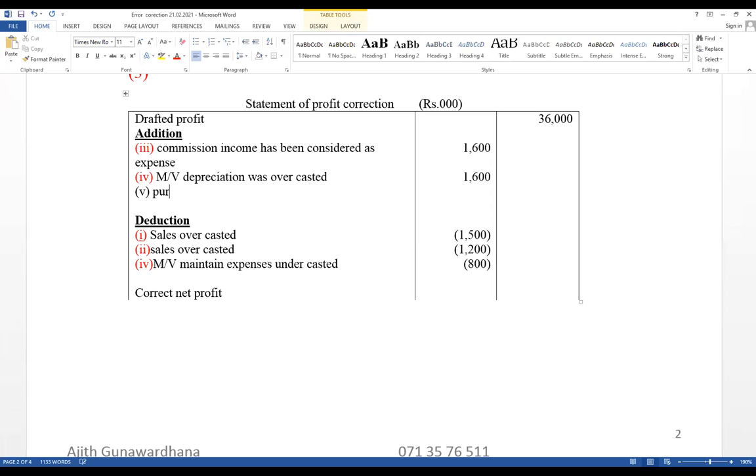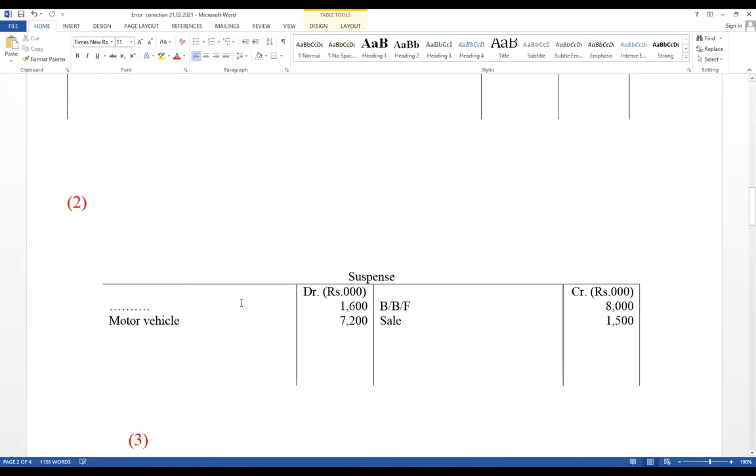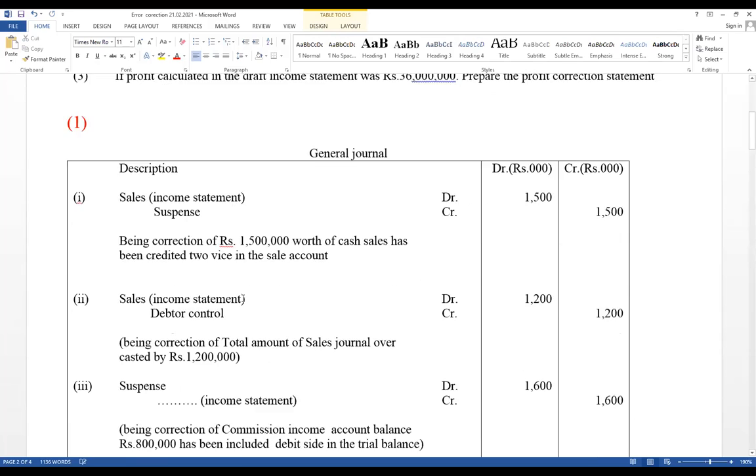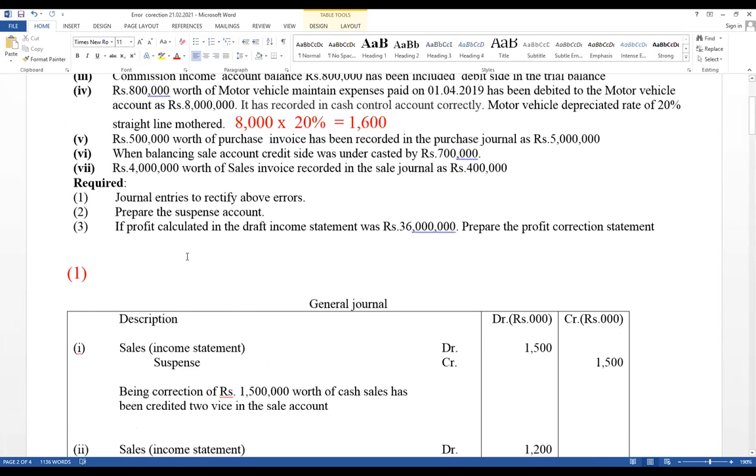As a purchase overcasted, value equal 4,500. Expense overcasted, therefore effect for profit decrease. For correction should be added. It is not effect for suspense accounts. Right, transaction of 5, okay.